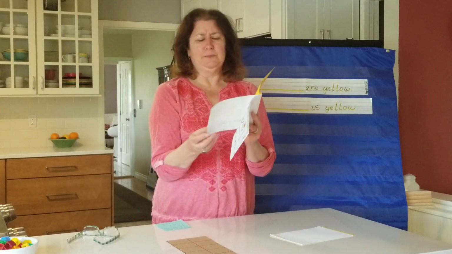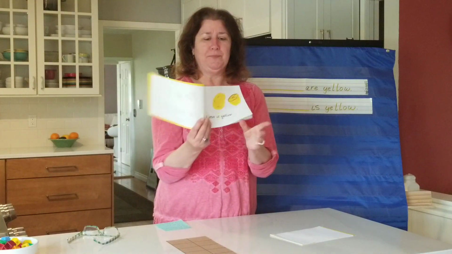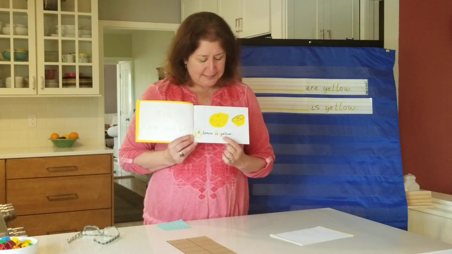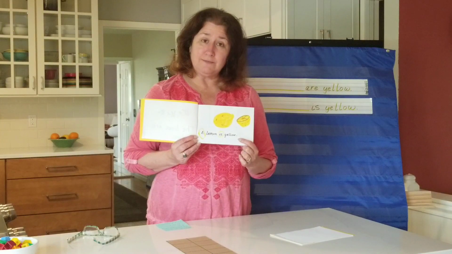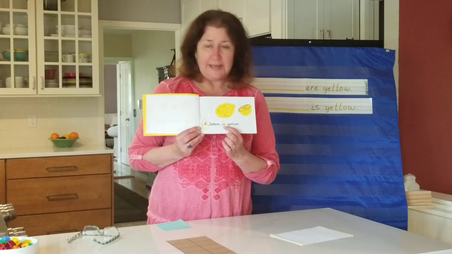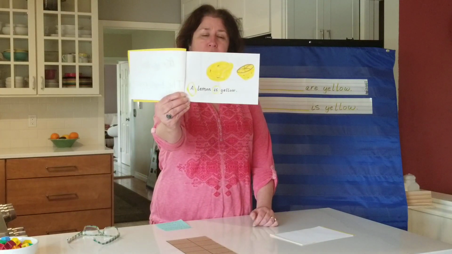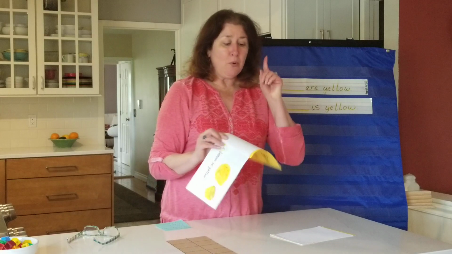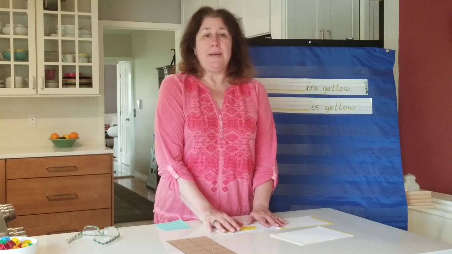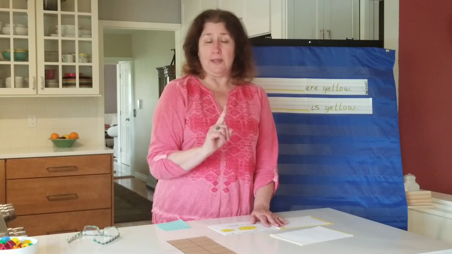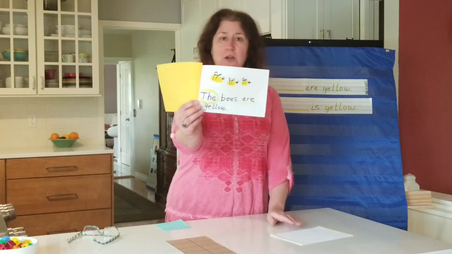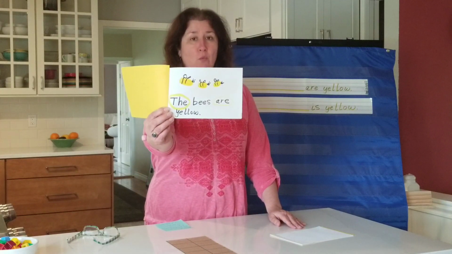What else is yellow? Ooh. A lemon is yellow, right? A lemon is yellow, absolutely. I circled the word a and I circled the word is because those are high frequency words, and I circled them in yellow. Now I want to point out something. When you're writing a sentence and you're writing about more than one thing, so my first page said the bees are yellow. So I have more than one bee.